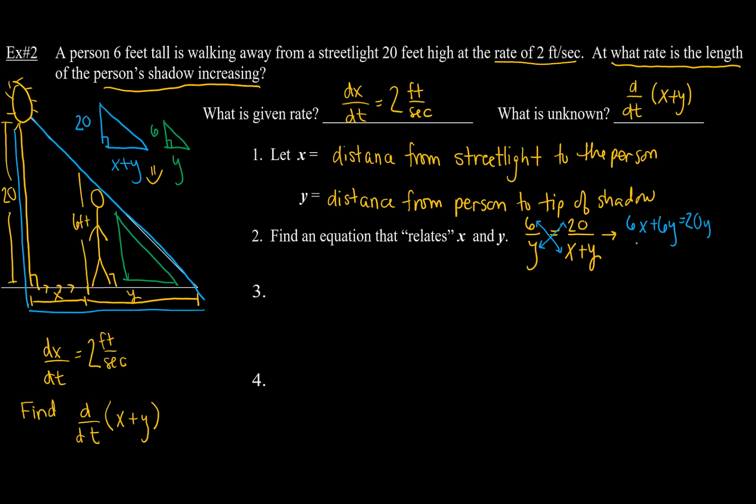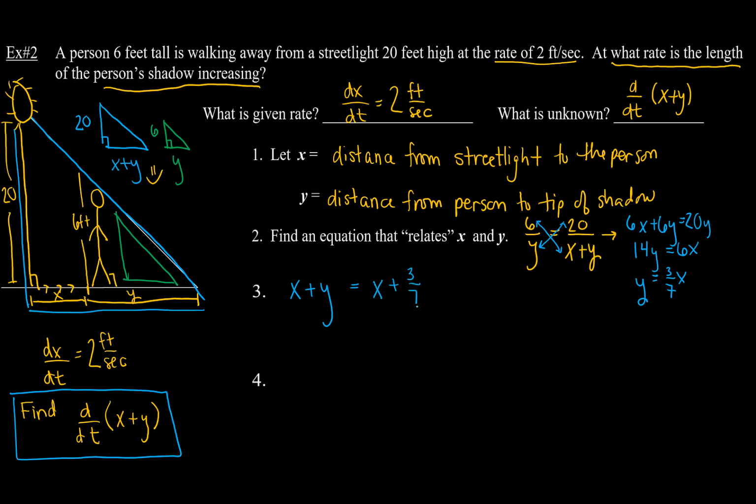So then I end up with 14y equals 6x. And then that means that y equals 3/7 x. So if I plug that y equals 3/7 x back into my length that I'm trying to find the derivative of, then I'm really saying that x plus y is the same as x plus 3/7 x.